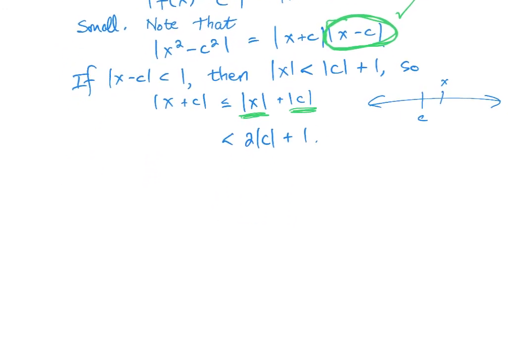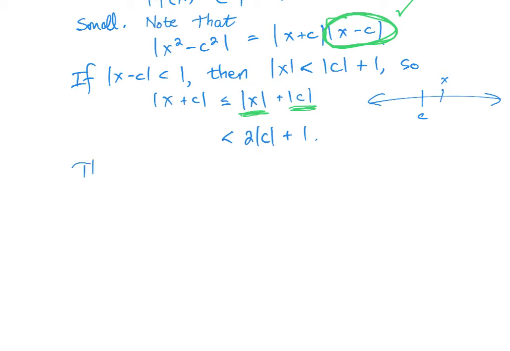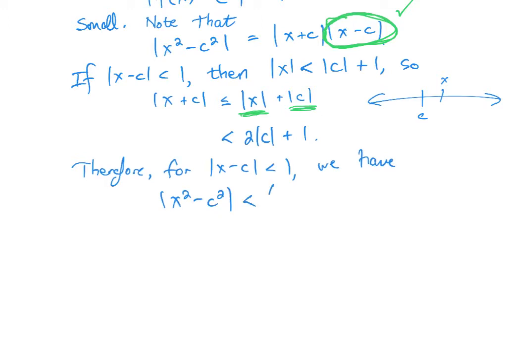Now, what have we done? We'll just summarize what we've done. Therefore, so long as x is within 1 of c, the thing we want to make small is less than 2 times the absolute value of c plus 1, times the absolute value of x minus c.